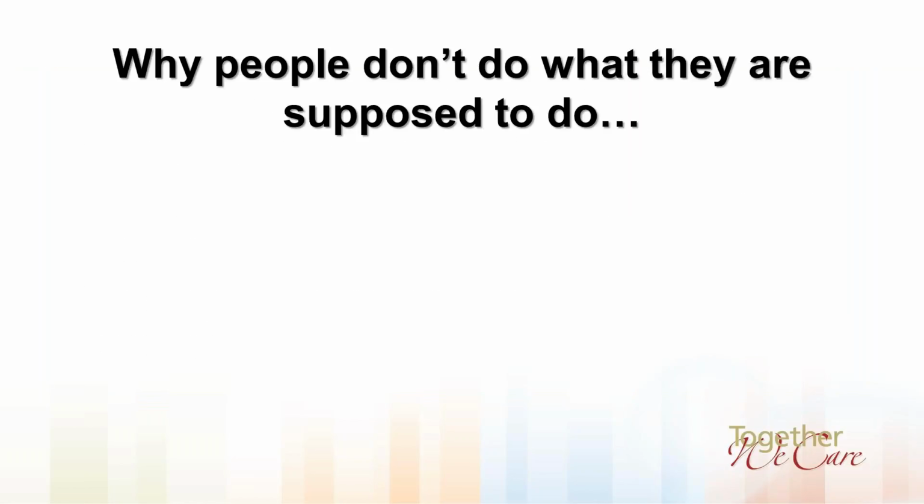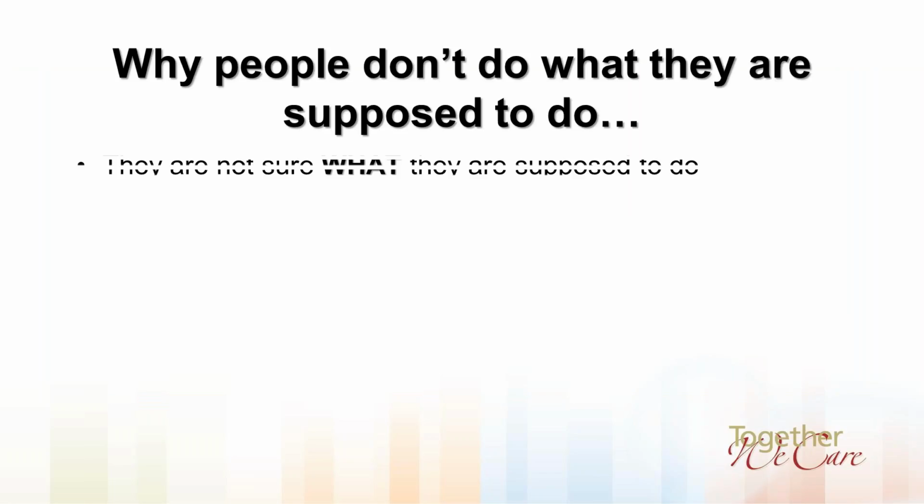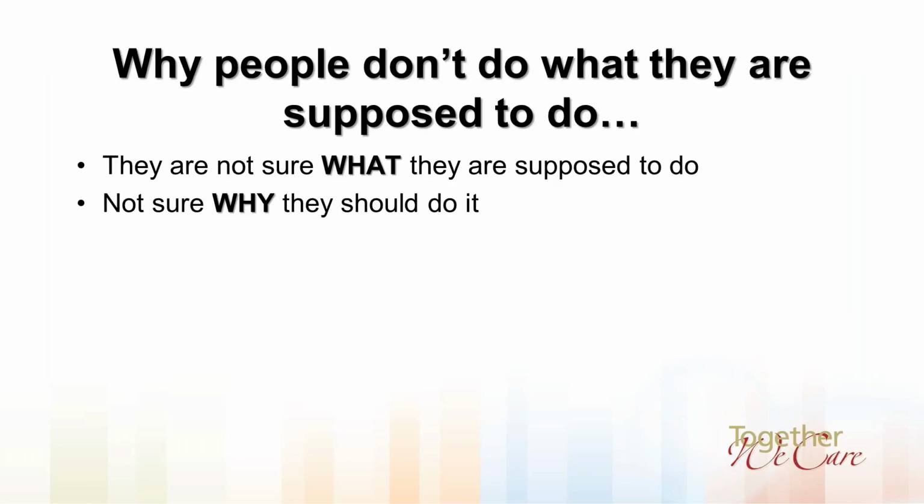So why don't people do what they're supposed to do? Well, first thing is, they're not sure what they're supposed to do. Sometimes we haven't taken the time to really explain what roles are and what the expectations are. And then they might not be sure why they should be doing it. And that why is a key piece when we're talking about our team. A lot of times we think, gosh, that seems absolutely obvious, but sometimes we need to connect the dots for our team members.